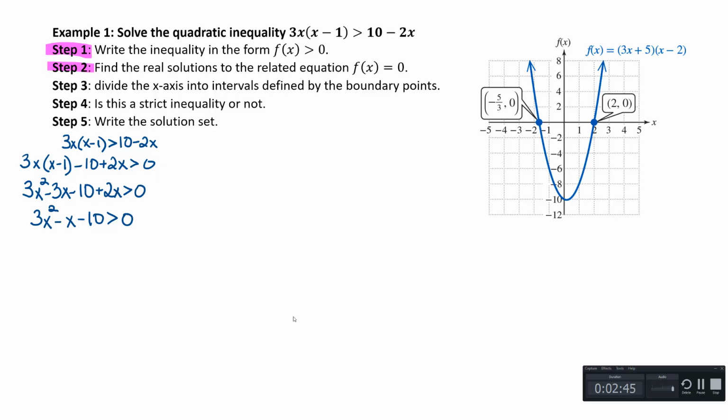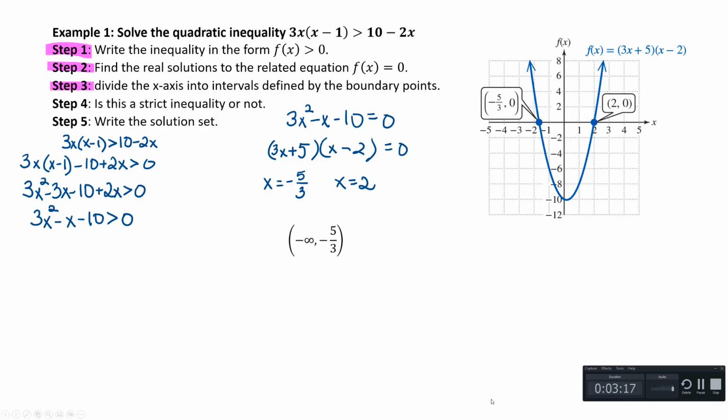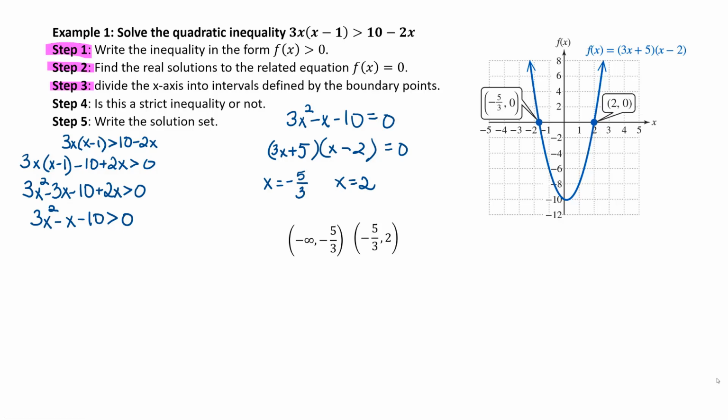Now we're going to find the real zeros of the related equation f of x equals 0. So we've got 3x squared minus x minus 10 is equal to 0. And we just need to factor that. We'll have 3x plus 5 times x minus 2, which means that the solutions are x equals negative 5/3 and x equals 2. So we're going to break up the x-axis into intervals defined by those boundary points: negative infinity up to negative 5/3, then negative 5/3 to 2, and then 2 to positive infinity.